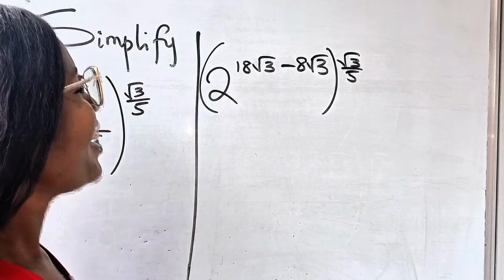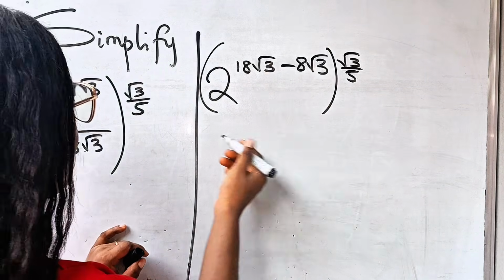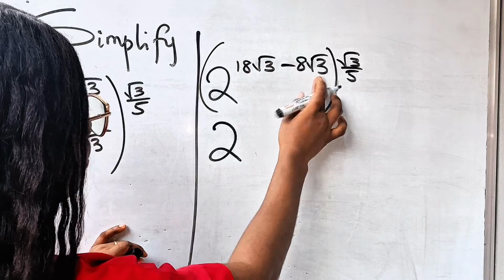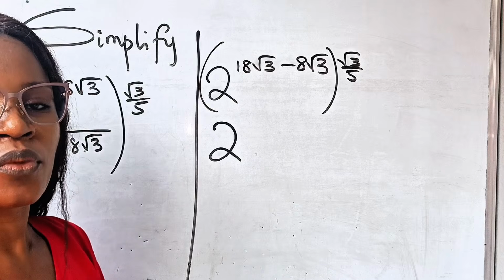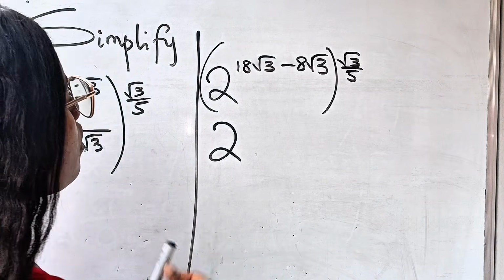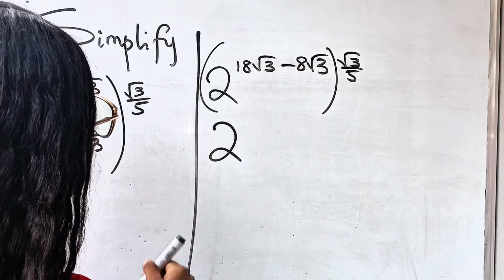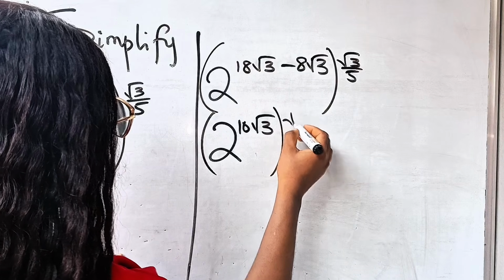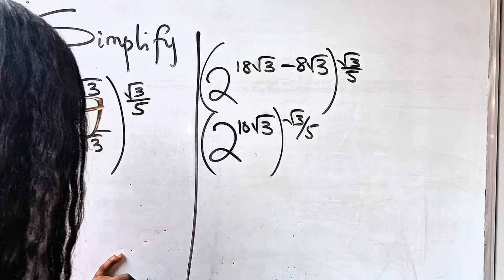Looking at this, we have 2 to the power of 18 root 3 minus 8 root 3. They are similar terms, so as well, you can subtract them from each other. 18 root 3 minus 8 root 3 is 10 root 3, raised to the power of root 3 over 5.